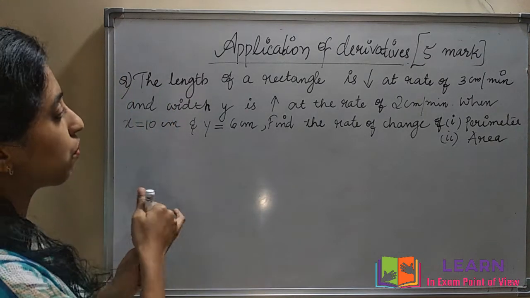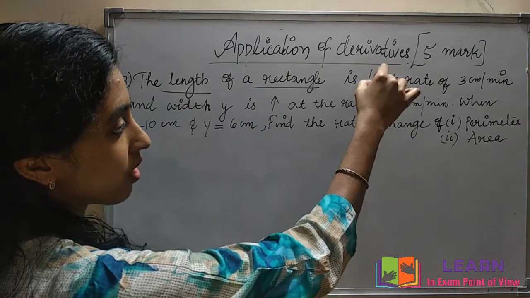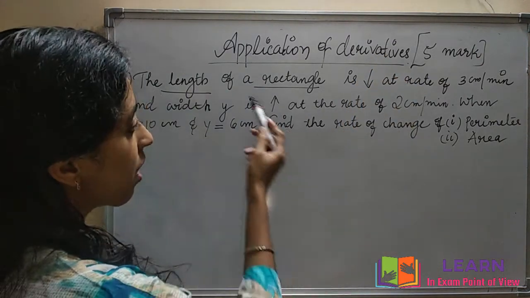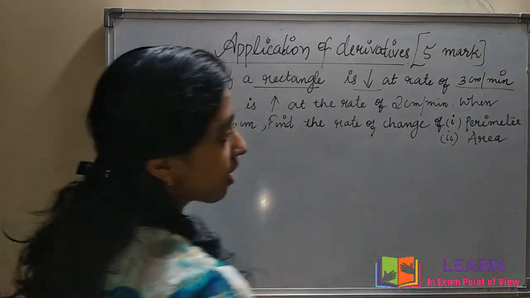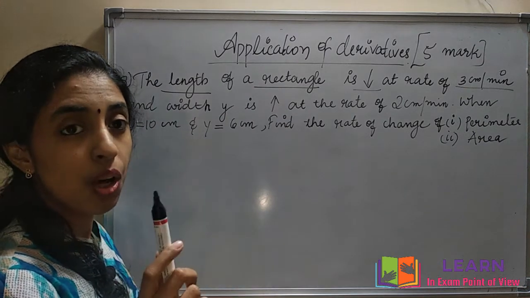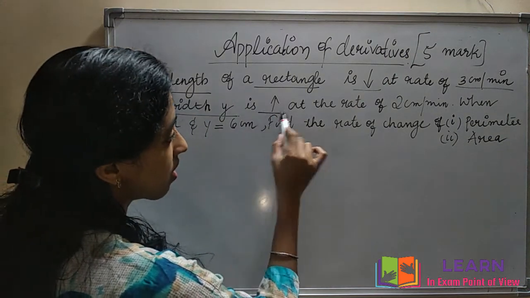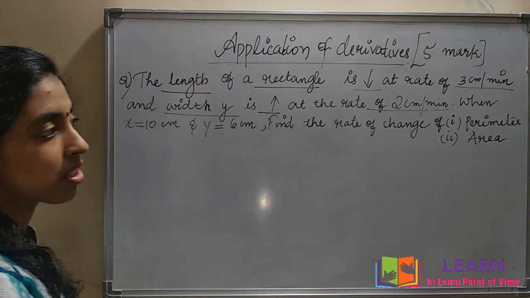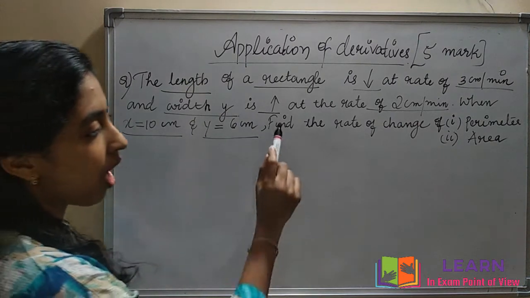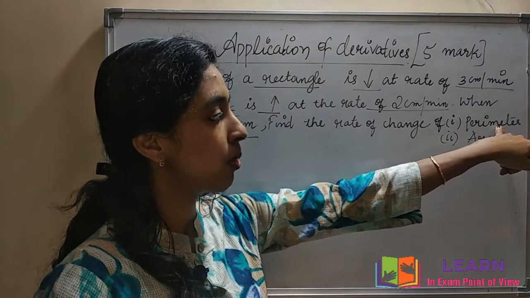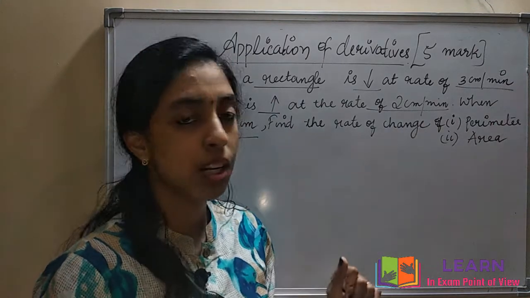The length x of a rectangle is decreasing at the rate of 3 centimeter per minute, with respect to time, and its width y is increasing at the rate of 2 centimeter per minute. When x is 10 centimeter and y is 6 centimeter, we have to find the rate of change of, one, the perimeter, and second, the area. First we can find out the perimeter.